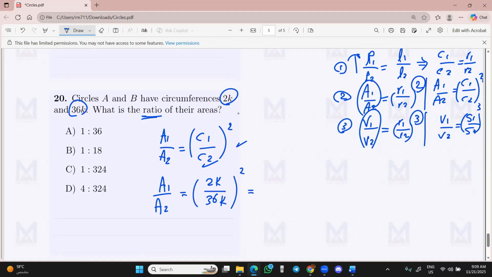Let's simplify this. We can cancel out the K's, and now we have 2 over 36. 2 also can be simplified. Divide by 2 to get 1, divide this number by 2 to get 18. So we have 1 over 18, all squared. And when you square the 1, you get 1, but when you square the 18, you get 324. So the answer is 1 over 324, which can be also written as 1 to 324. That's the answer, letter C.